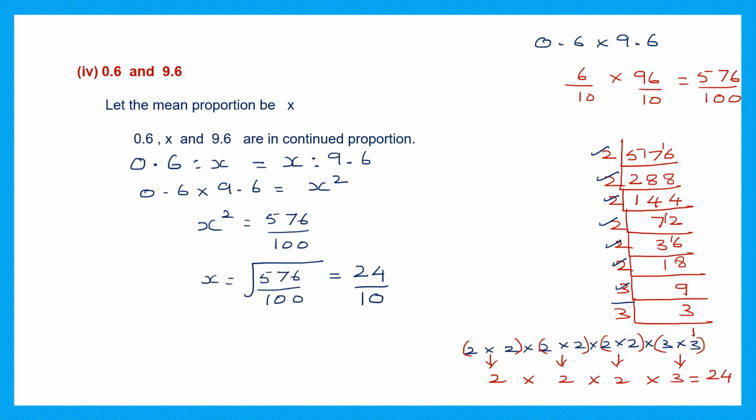And again, look at the question. We have decimal numbers, so our answer also should have decimal numbers. So 24 by 10, 10 has 1 zero, so there should be one decimal place. This is 2.4. So my mean proportional here is 2.4.